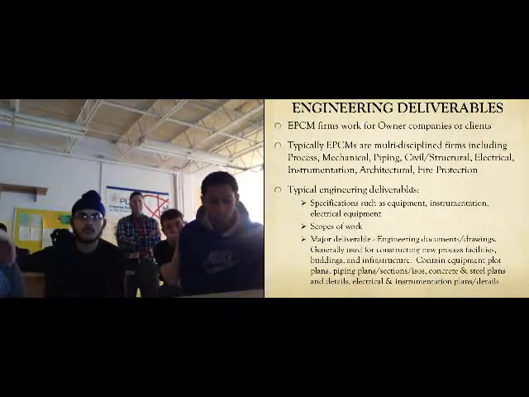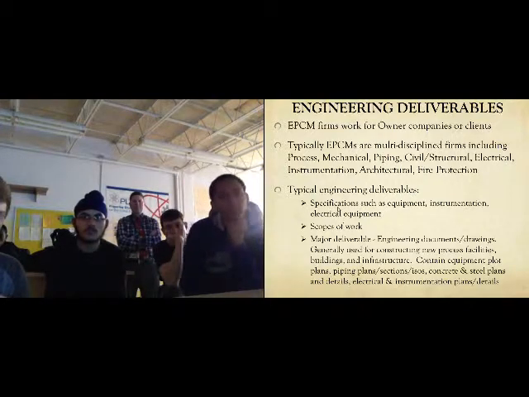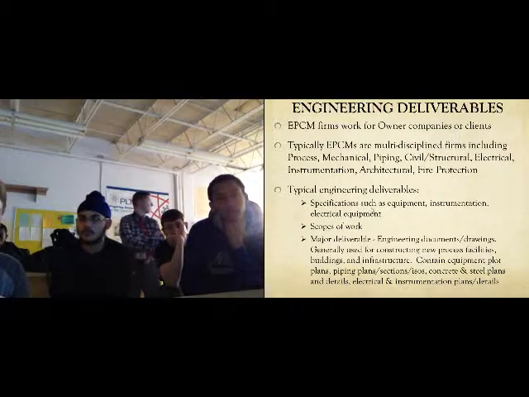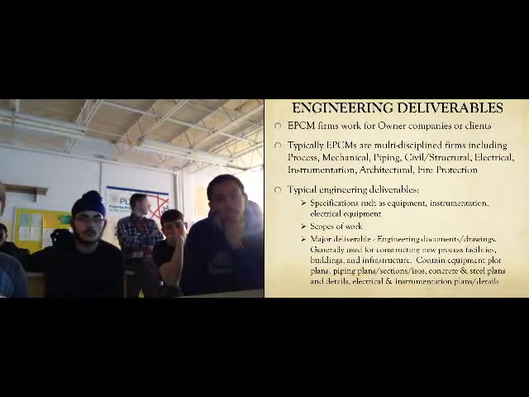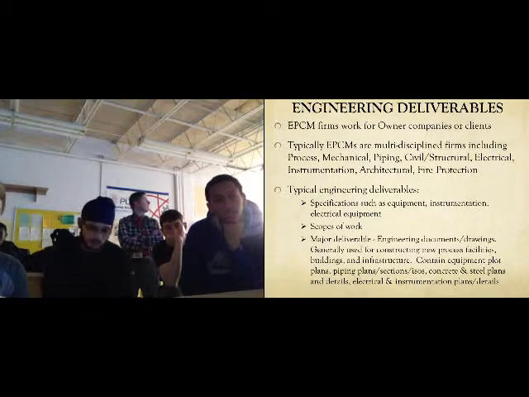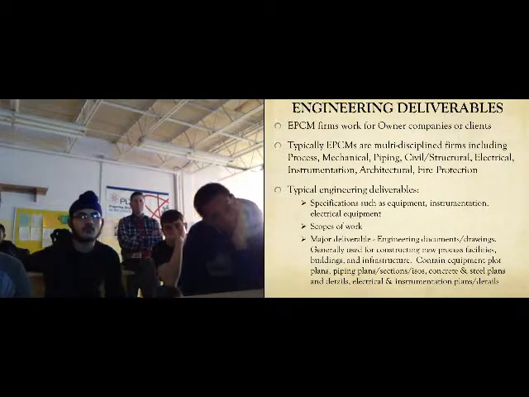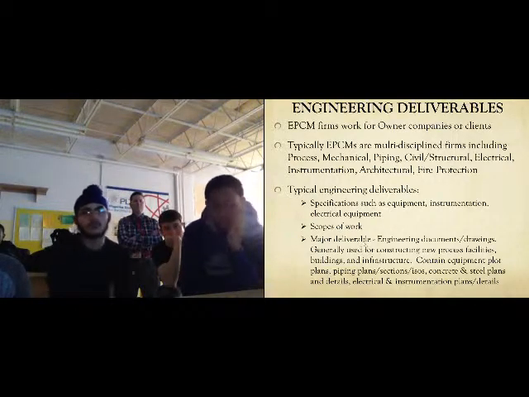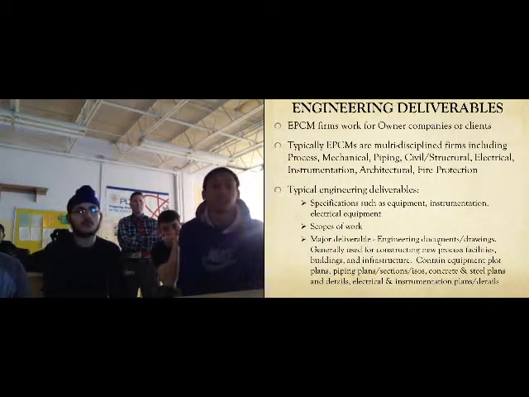Typical engineering deliverables that we produce for our clients are things like specifications, such as equipment specifications, instrumentation, and electrical equipment. We will specify the equipment that's necessary for an upgrade or a new plant. We developed something called scopes of work, which is basically a written document that would tell contractors what needs to be built and what needs to be done.